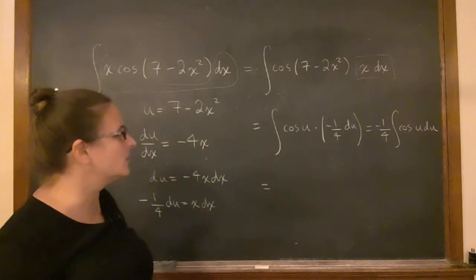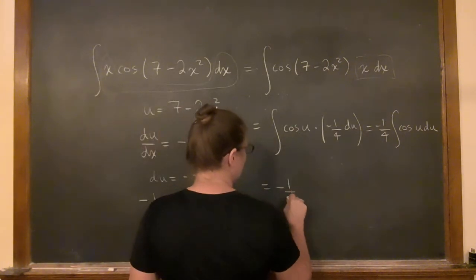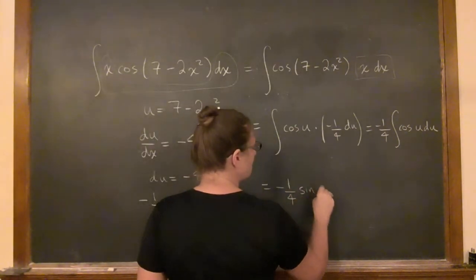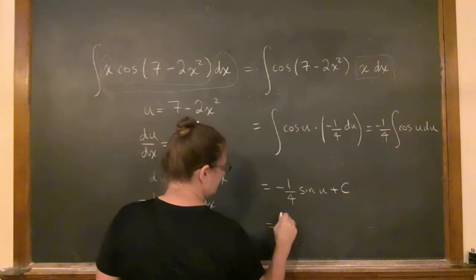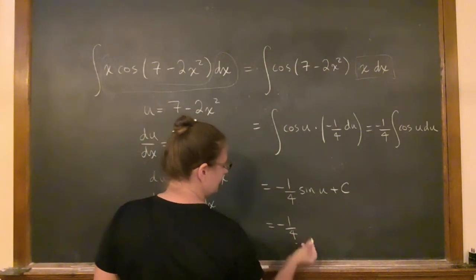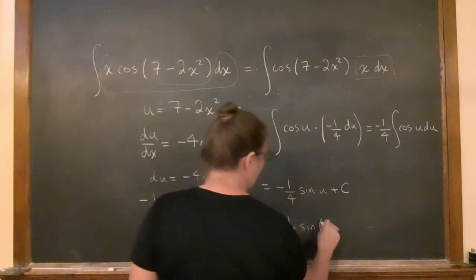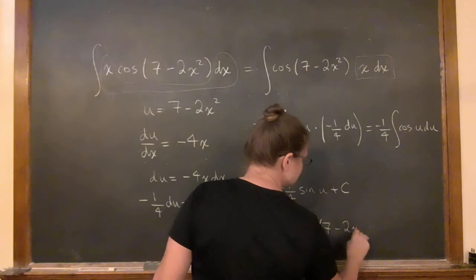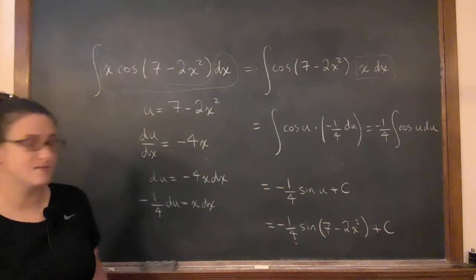Okay, so integrate. So the derivative of sine is cosine, right? So this is going to be sine u. And then I put back in what u is, like so. And there's my final answer.